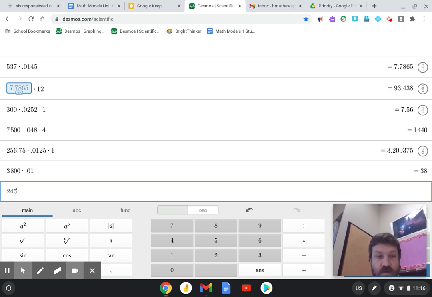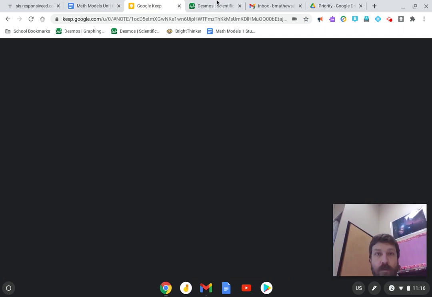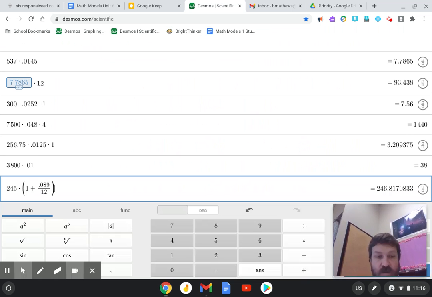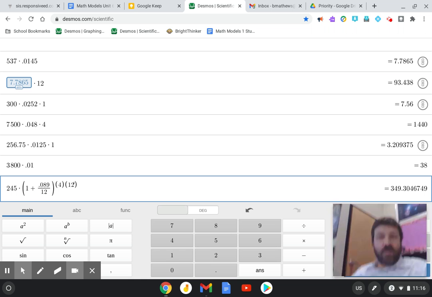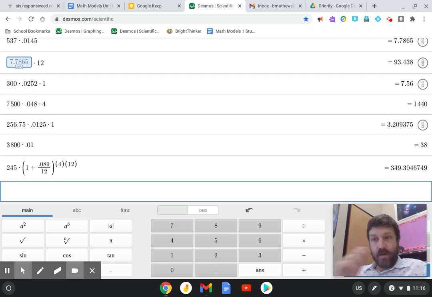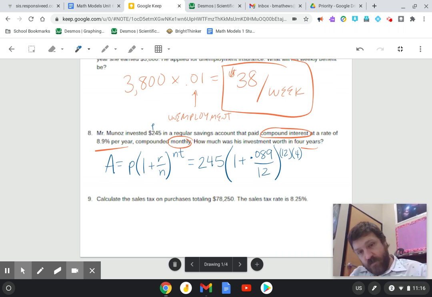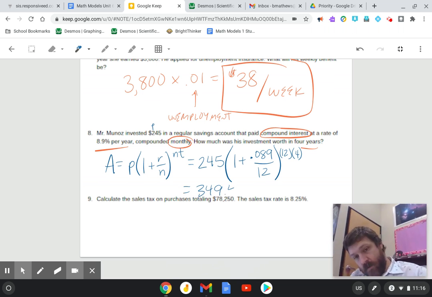So 245 times 1 plus, I'm going to put that in parentheses, 1 plus 0.089 divided by 12, close the parentheses, raised to 4 times 12. Notice how I did that. This right here is the way you need to be typing this in order for it to work properly. So I get 349.30. So the investment will be 349.40.